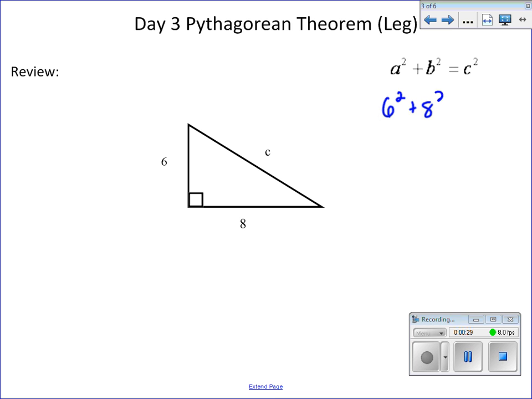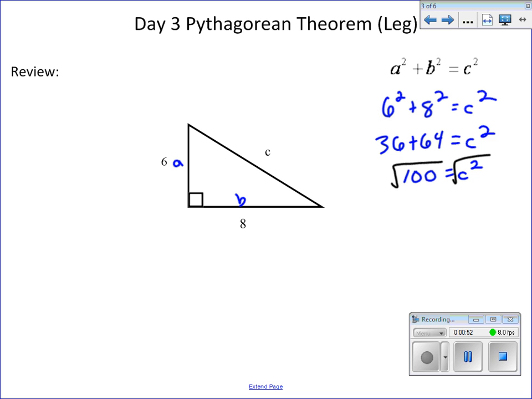Looking at it as a review from yesterday, remember when we solved for c, we just plugged in 6 squared plus 8 squared, and we got c squared. This was our A, this was our B. We're looking for that hypotenuse. So we did 36 plus 64, and that equaled c squared. Add those up, the sum is 100. Now remember, we're not looking for c squared, we were looking for just c, so we took the square root of both sides, and we got c equals 10.